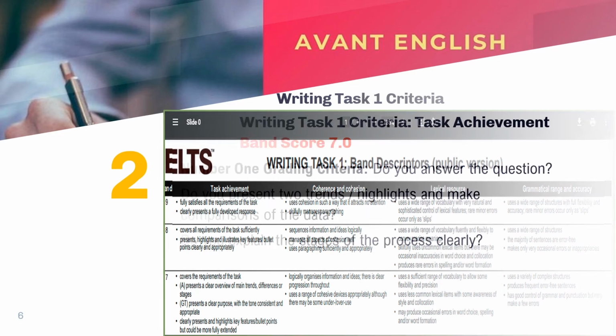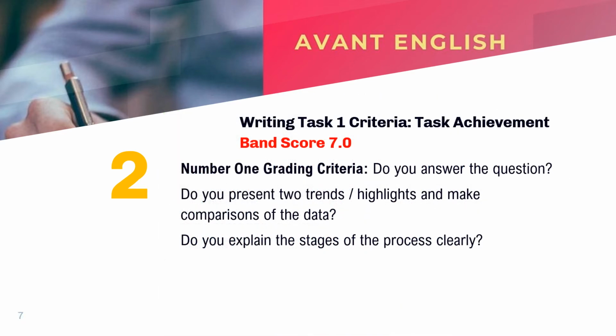Writing Task 1, task achievement. This is the first category, and what we're talking about will be for Band 7. The number 1 grading criteria, always remember, for the IELTS essay or Writing Task 1 is, do you answer the question? And answering the question in Writing Task 1 is coming up with the 2 trends, 2 comparisons, or the 2 highlights. They especially like comparisons, so that's something to be aware of. Do you explain the stages of the process clearly?